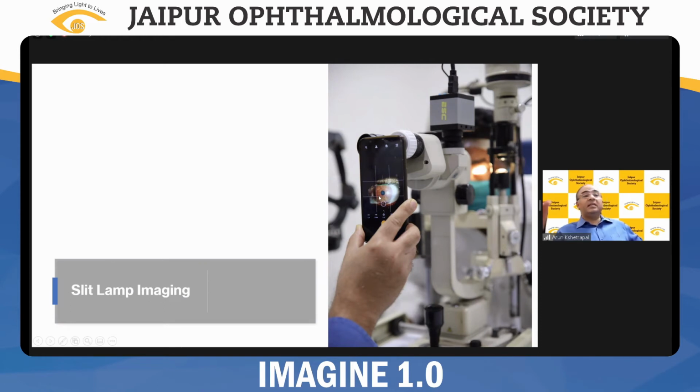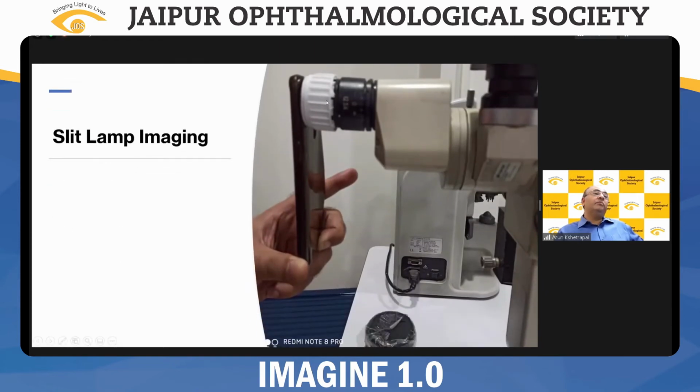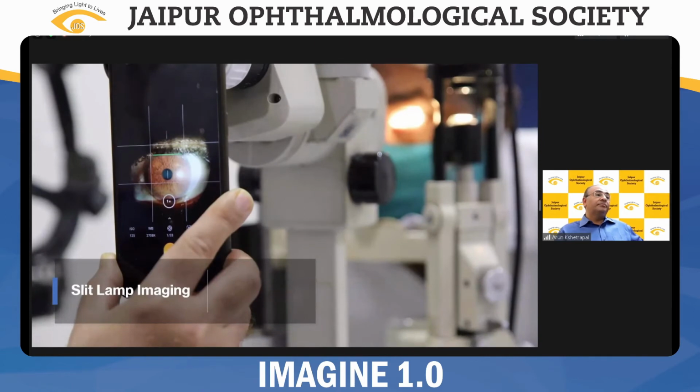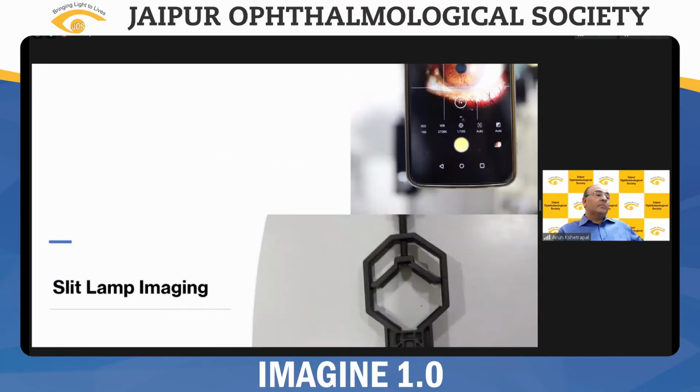Here you can see that the image is very much stabilized, and you get a very clear, sharp image of the eye. This is one of the very cheap ways, and this is the side view. So this is inserted onto the eyepiece of the slit lamp. You can appreciate that the image is very sharp. I'll show you the images later on. So this is one of the ways.